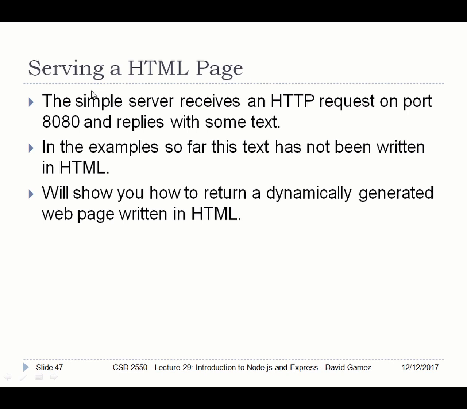So the simple server, which I started this talk off with, receives an HTTP request on port 8080 and replies with some text. Now this text was just plain text, didn't have any HTML tags. It wasn't what you might call a proper web page. So it wasn't written in HTML. So in this example, I'm going to show you how you can return a dynamically generated web page that's actually written in HTML.